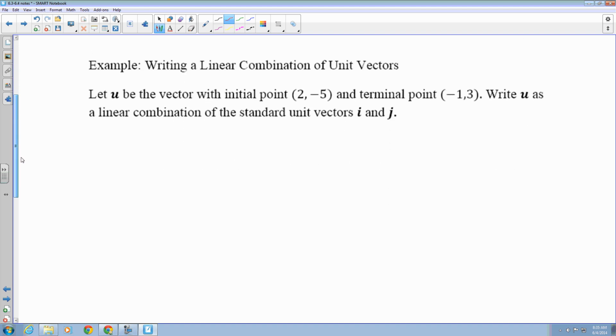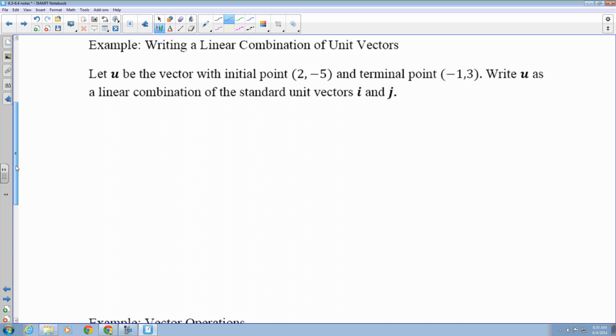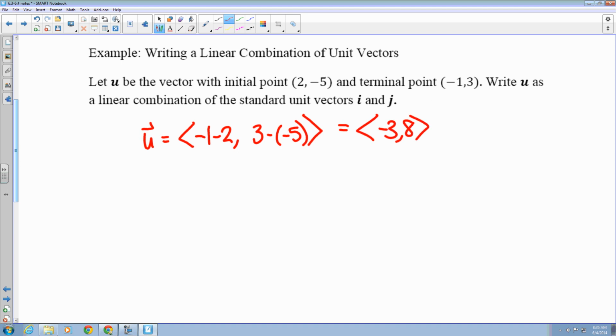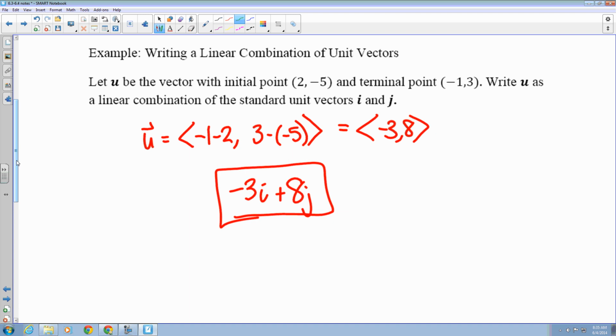So first example, we have a vector that's not in component form yet. It has initial point 2, negative 5 and terminal point negative 1, 3. Write it as a linear combination of our standard vectors i and j. I first need to get it into a component form. So negative 1 minus 2, 3 minus negative 5. Negative 3, 8. And then as a linear combination, I add an i onto the x value and a j onto the y value and add them together. That's my answer.